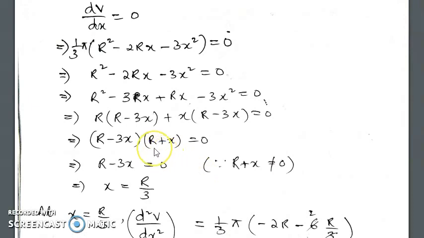And then again, r is a radius, it cannot be 0, x also cannot be 0, and r plus x together cannot be 0. So this term has to be 0, r minus 3x equal to 0. So from here, x equal to r by 3.